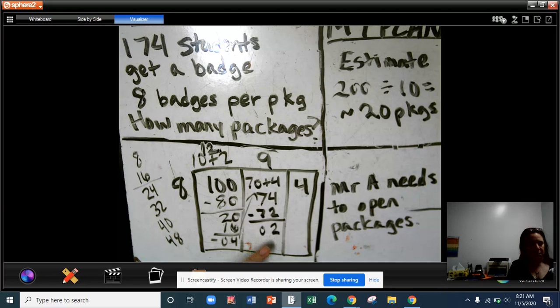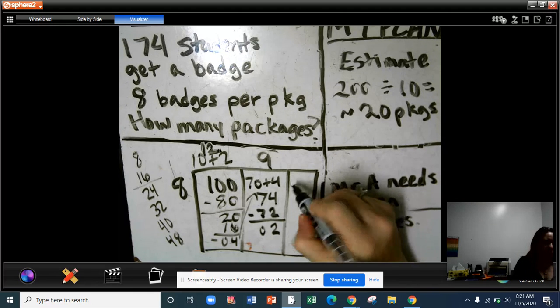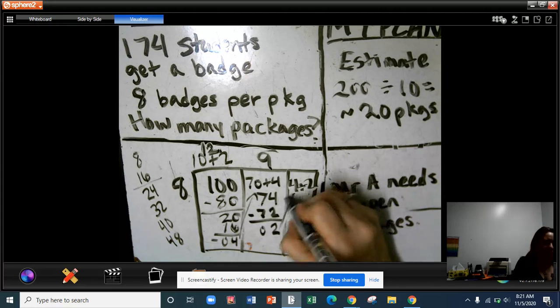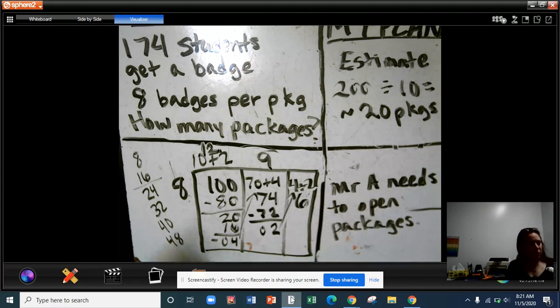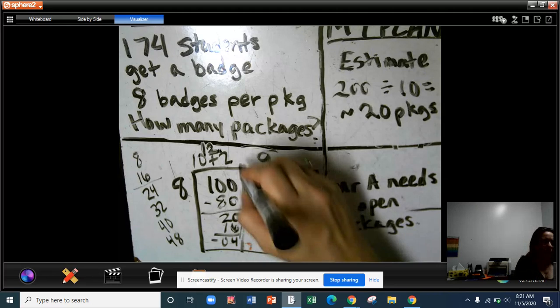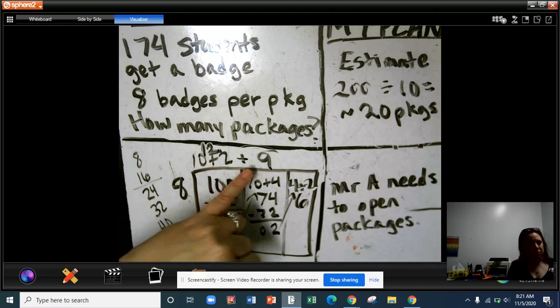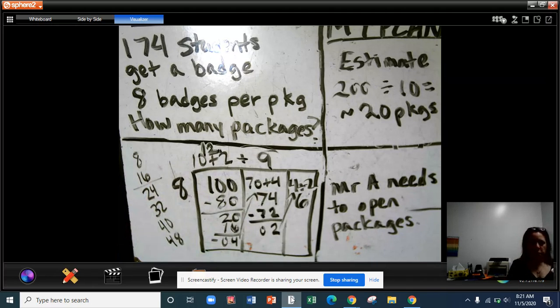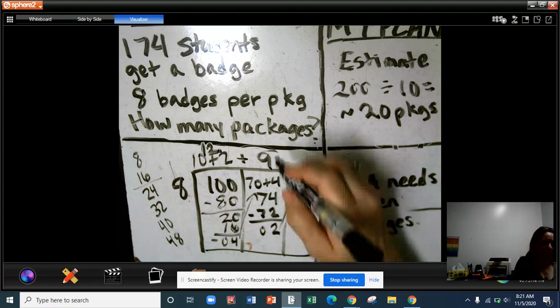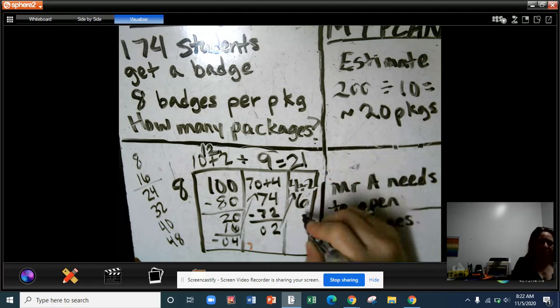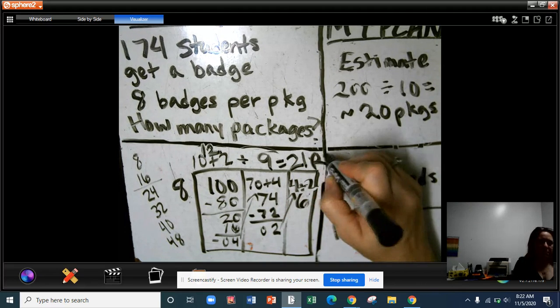Finished with this column. I'm going to take this 2 and add it to the 4. So now I have the 4 plus 2 here. So I have 6 over here. Will 8 fit into 6? No, of course it won't. So we're finished. That's our remainder. So our answer is going to be the 12 plus 9, or the 10 plus 2 plus 9. Right? What is 12 plus 9? It's 21, and we have a remainder of 6.